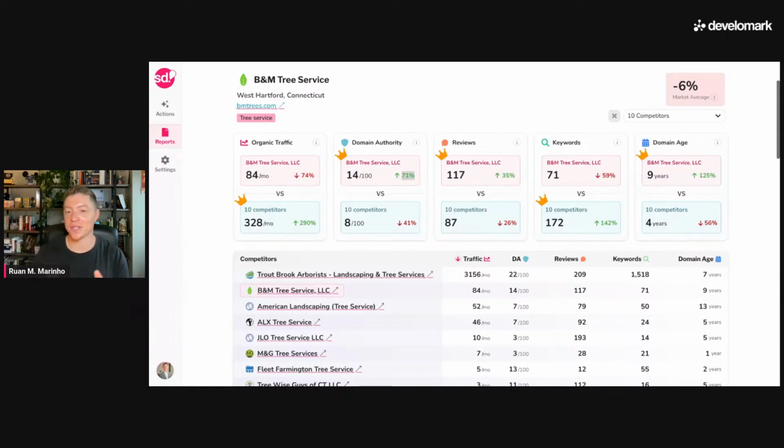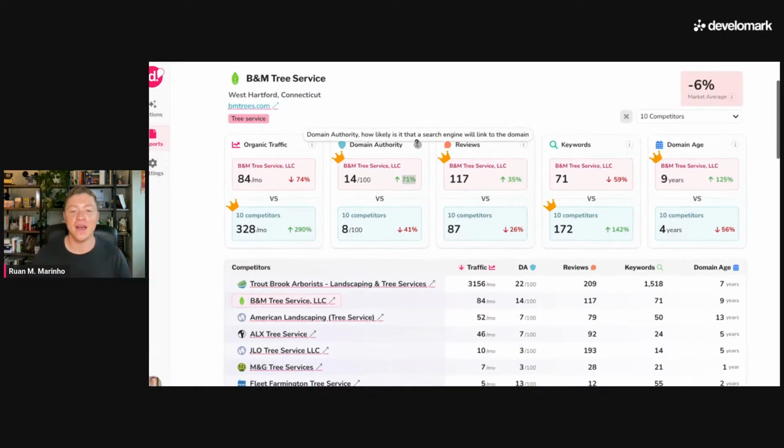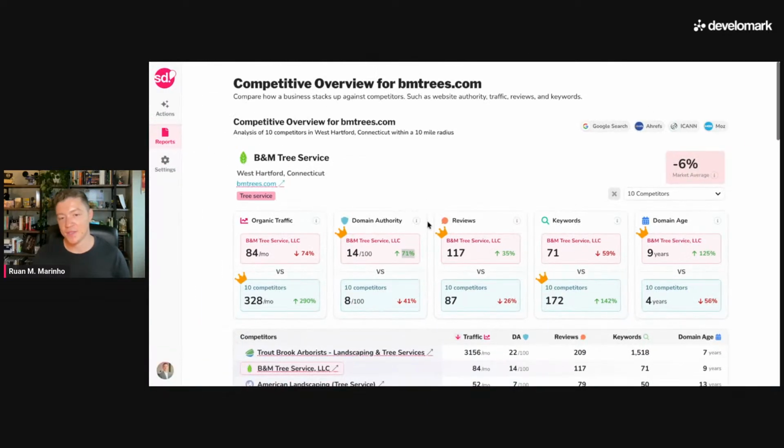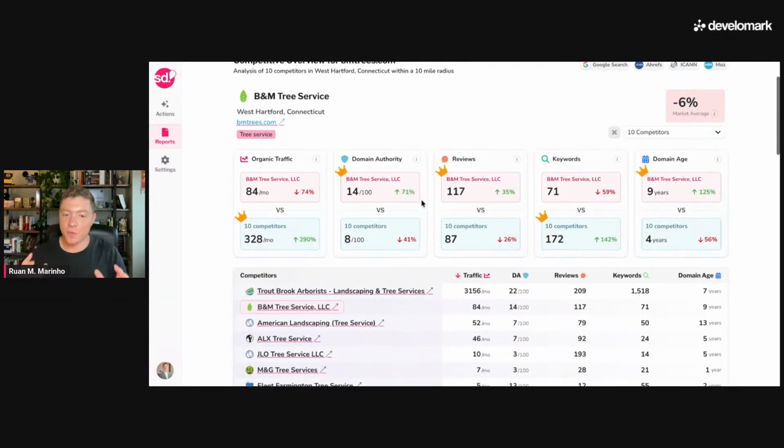Pitch the customers that are above average in domain authority. Don't pitch the customers that are below average in domain authority. The reason for that is very simple. Domain authority is how likely it is for a search engine to link to that domain. So just by working on this website, I can probably tell you we're going to have a lot more success than if we were working with a website that had low domain authority.